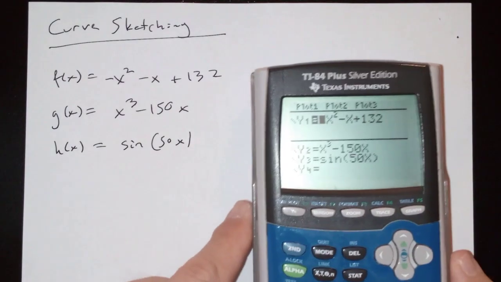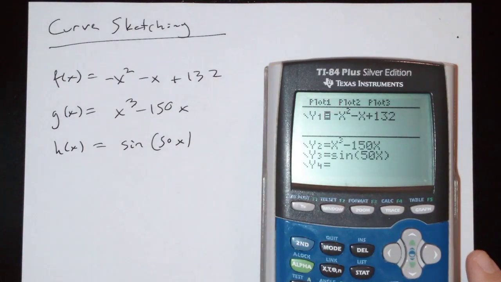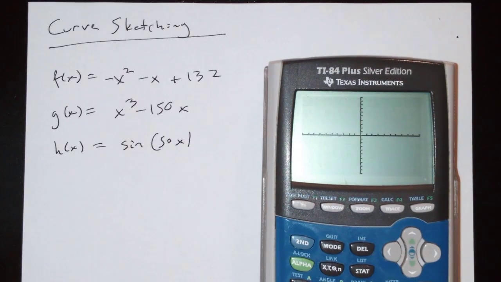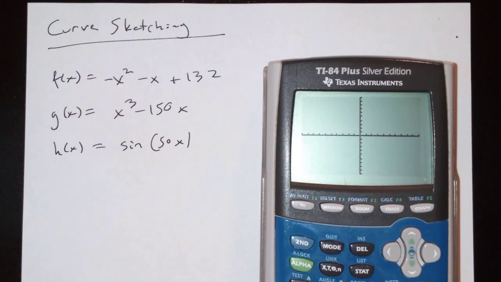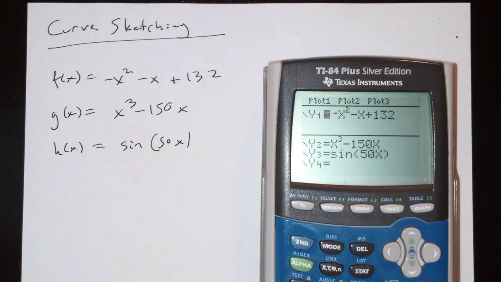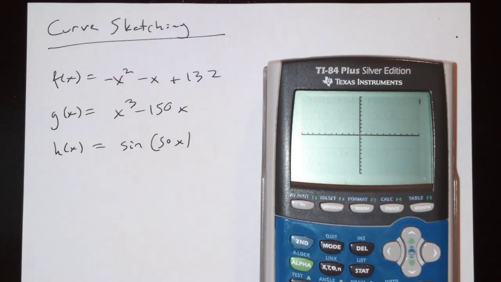If I graph this first graph, there's my picture. That's f of x. Let's turn off f of x and graph g of x. That's the graph of g of x. What the heck? What's wrong here?